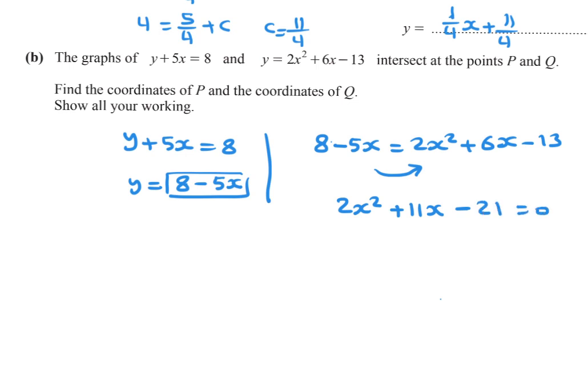Now you can factorize, or you can use a calculator to factorize. Then you can find the values of x. Now the two values for x are negative 7 and 3 over 2.